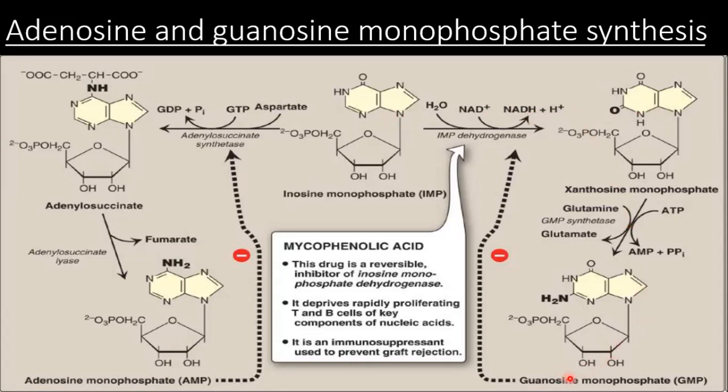What if now you want to form GMP? IMP will be dehydrogenated by the IMP dehydrogenase. You add water and NAD, get NADH and the hydrogen, so you go to the electron transport chain, to form XMP. Okay, this is XMP. This ring here is xanthine.